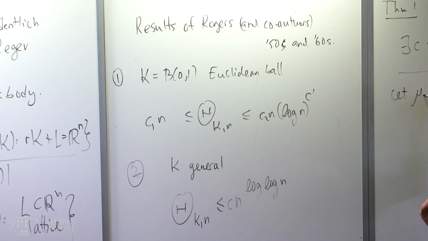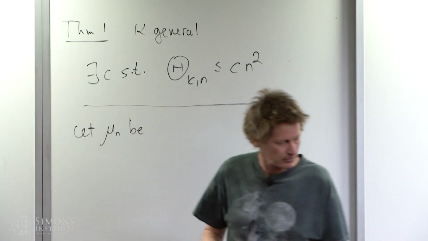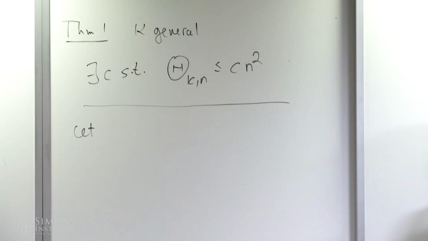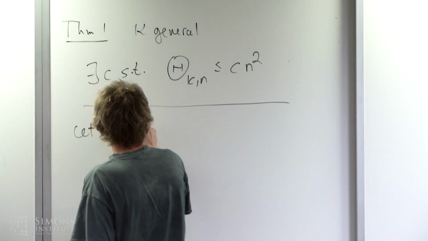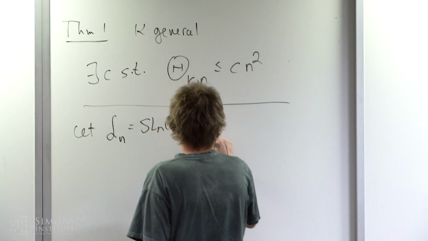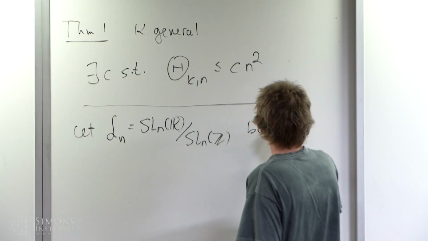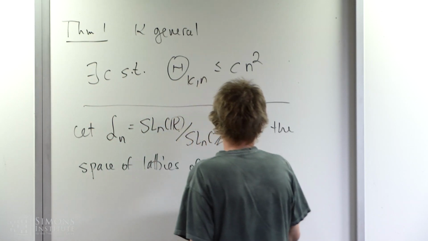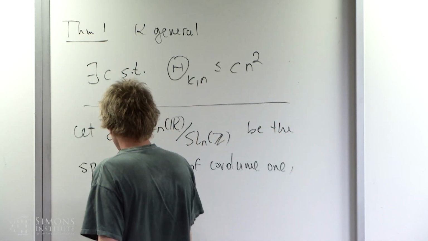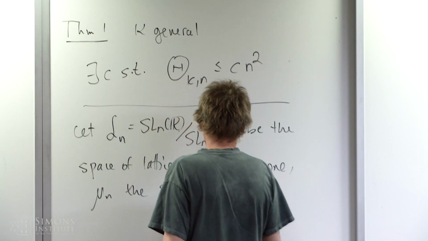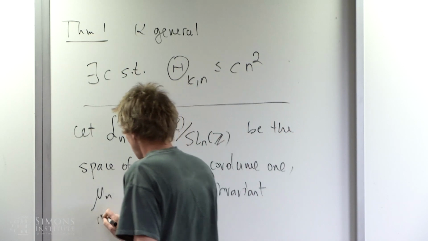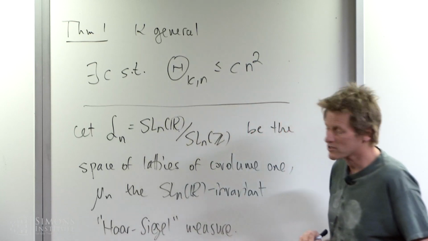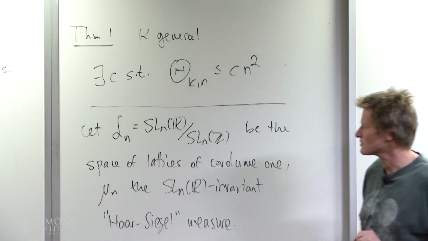So let curly Ln be the space of all lattices of covolume 1. This is the space that was mentioned by Noah. I'll just write SLnR over SLnZ for a second. So let Ln be the space of lattices of covolume 1, and mu n the measure, than what Noah used, Haar-Siegel measure. Okay, so I don't want to scare people who are non-mathematicians, but I do want to be precise.